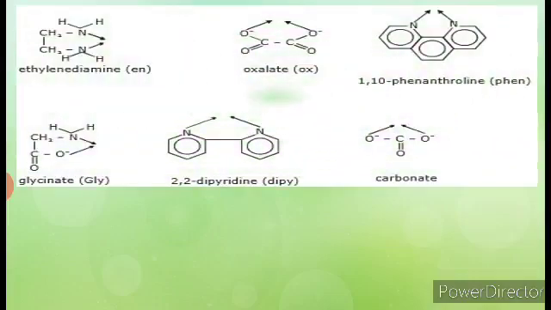Some more examples of bidentate ligands are also there. We can see them. Already we had seen these two, ethylene diamine and oxalate ion. Next, 1,10-phenanthroline, denoted by phen. It also has two nitrogen atoms possessing lone pairs of electrons, which can be donated to the central metal atom. So it is also a bidentate ligand. Then glycinate.